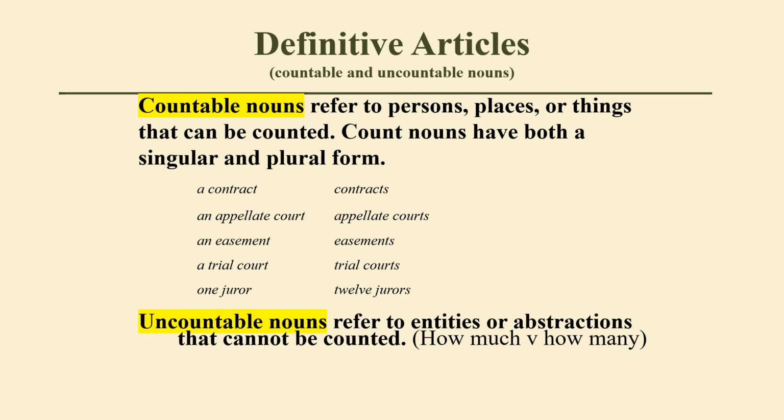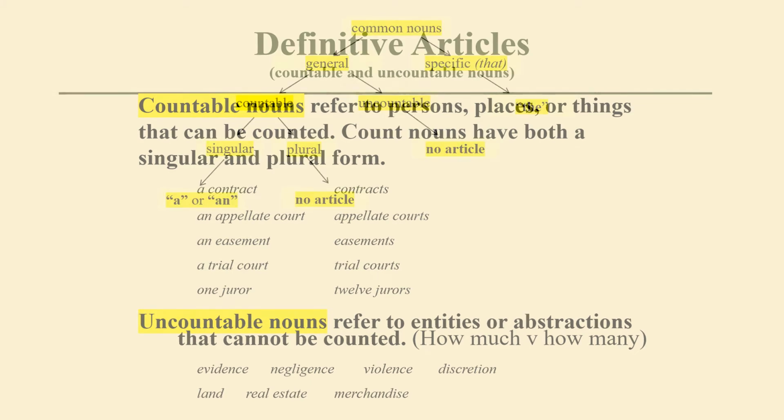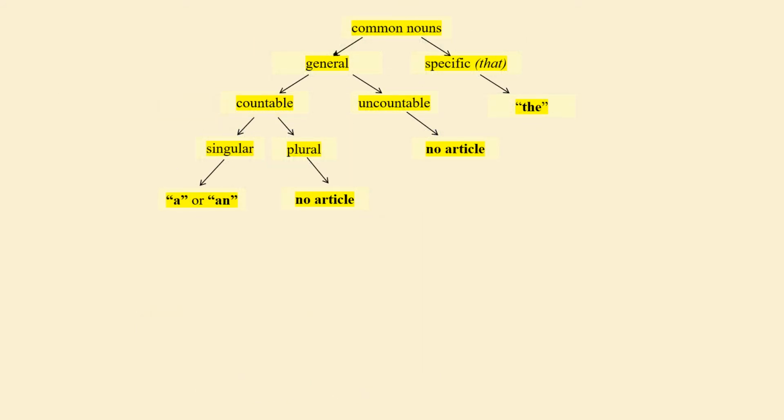He addresses the question of how much instead of how many. How much evidence, how much negligence, how much violence, how much discretion, how much land, how much real estate, how much merchandise. This is the decision tree for using definite articles.